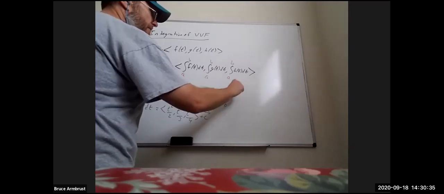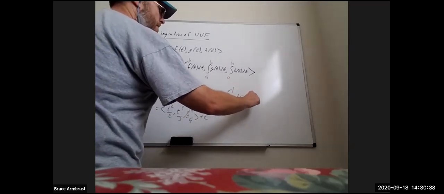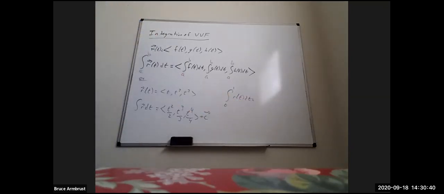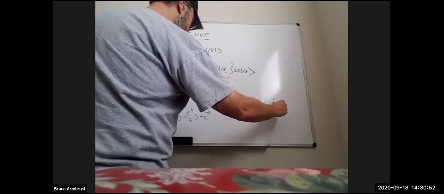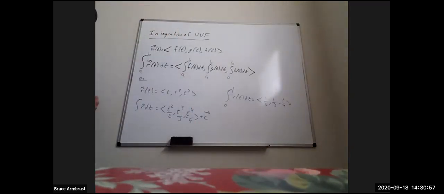Similarly, to integrate this thing from 0 to 1, we would actually just evaluate these at the bounds 1 and 0. So we would get 1/2 minus 0, which is 1/2, 1/3 minus 0, which is 1/3, and then 1/4 minus 0, which is 1/4. And so the definite integral from 0 to 1 of the same function would be 1/2, 1/3, and 1/4. So like I said, it's exactly the same. We're just doing 3 different integrals, one for each of the components.